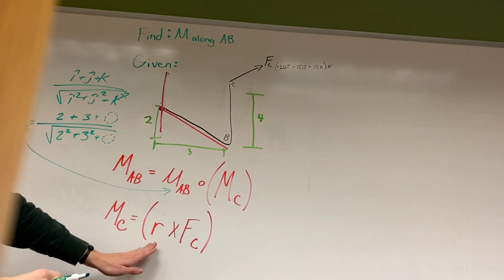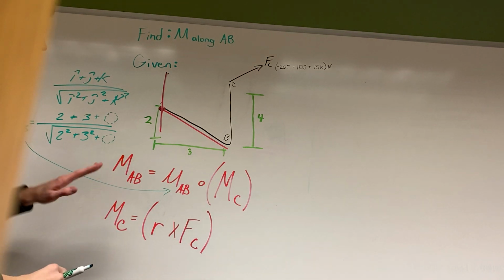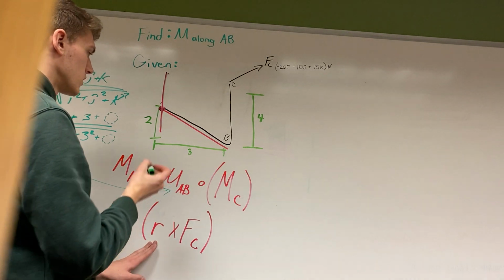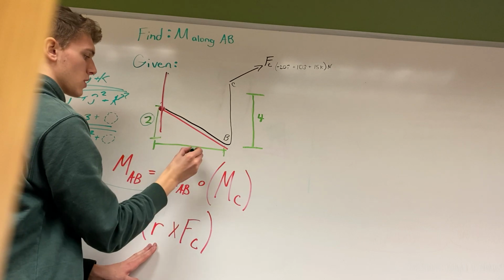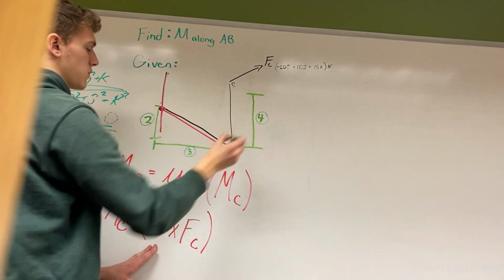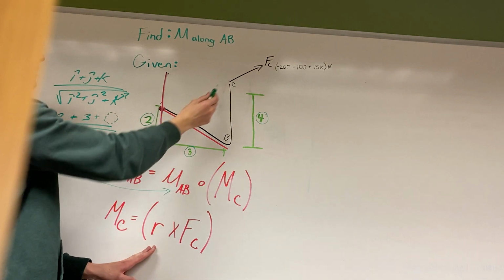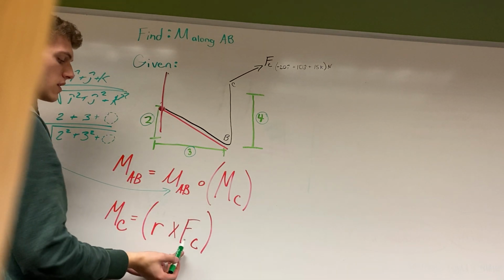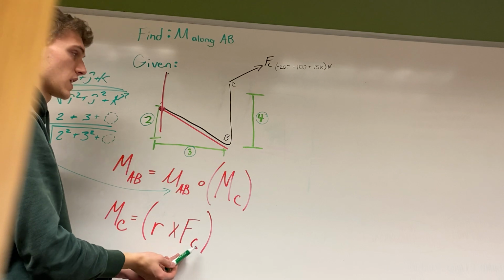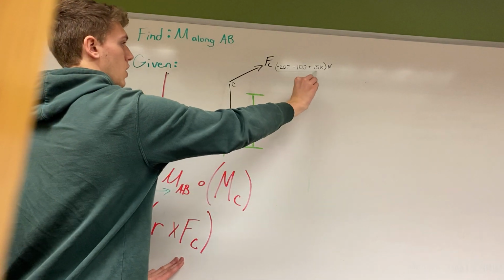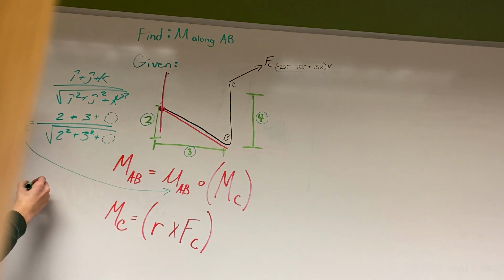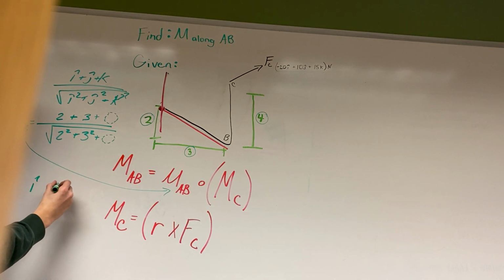Then we need to have our R and our FC in order to find our moment at C. So our R is simply 2, 3, and 4. That's the distance from our point of rotation to where our force is being applied in I, J, and K. Then we need to find the force at C. The force we're already given in our I, J, and K. So all we need to do then is our cross product.